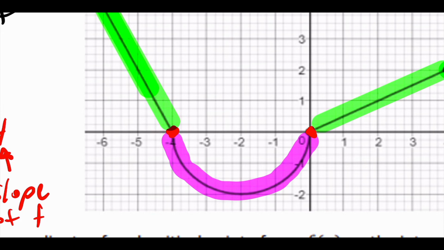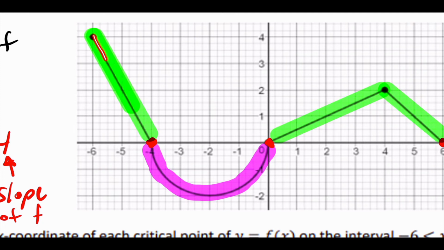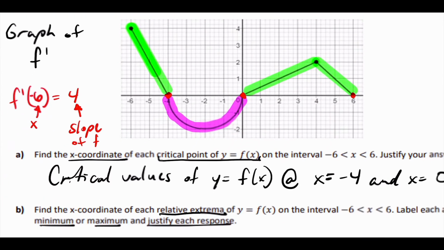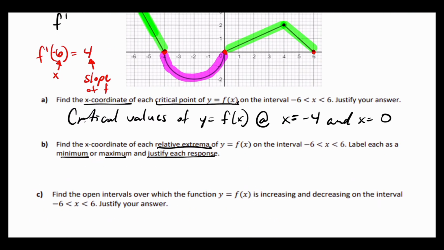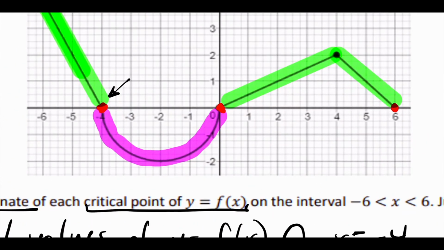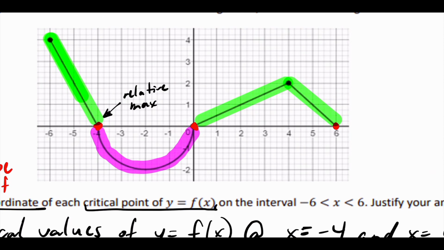Because why? Because the y values are positive here, and then at this point, it changes to negative. Remember, all of these points are f prime. These are all the derivatives. So the derivatives are all positive here above the x-axis. At that first red dot, they change. So let's just label it for right now. We'll say relative max.